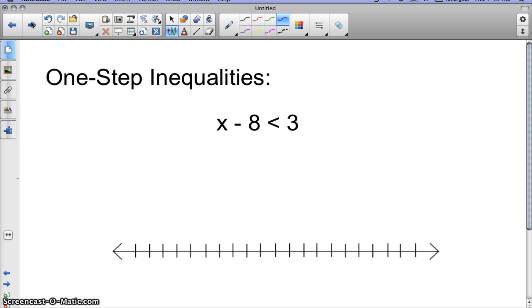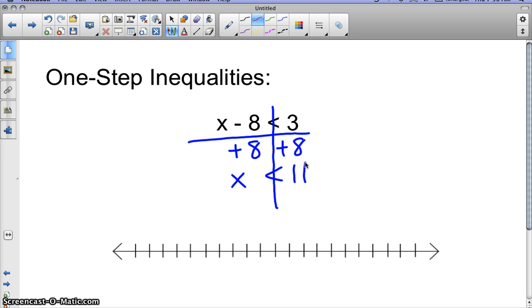So, number one, we have x minus 8 is less than 3. So just like one-step equations, set up our t-chart, and we solve them the exact same way. So to get rid of that minus 8, we're just going to add 8 to both sides. Doing so, we end up with 3 plus 8 gives us 11. So we have x is less than 11.